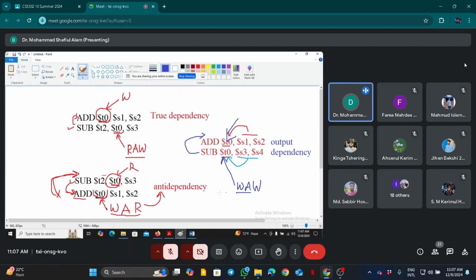Right? So these are three types of hazards: true dependency, anti-dependency, and output dependency. We have other names for these dependencies as well: read after write, write after read, and write after write. Is that clear? Yes, sir. Thank you. No problem.